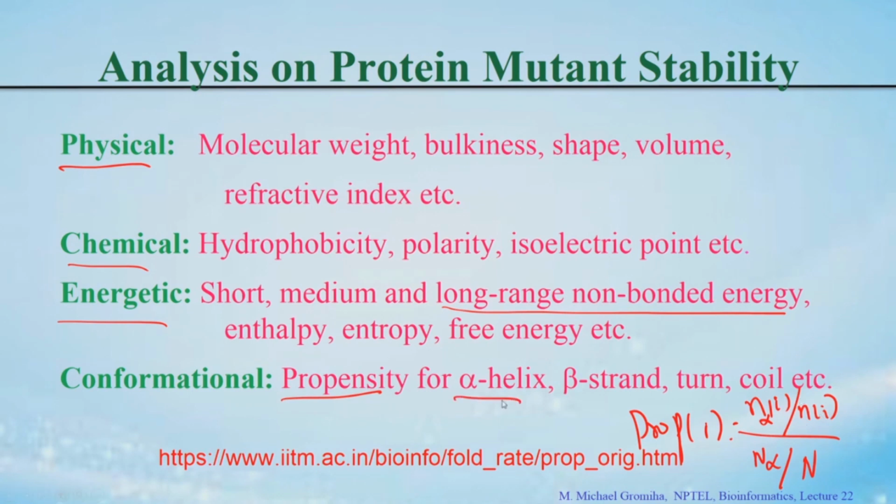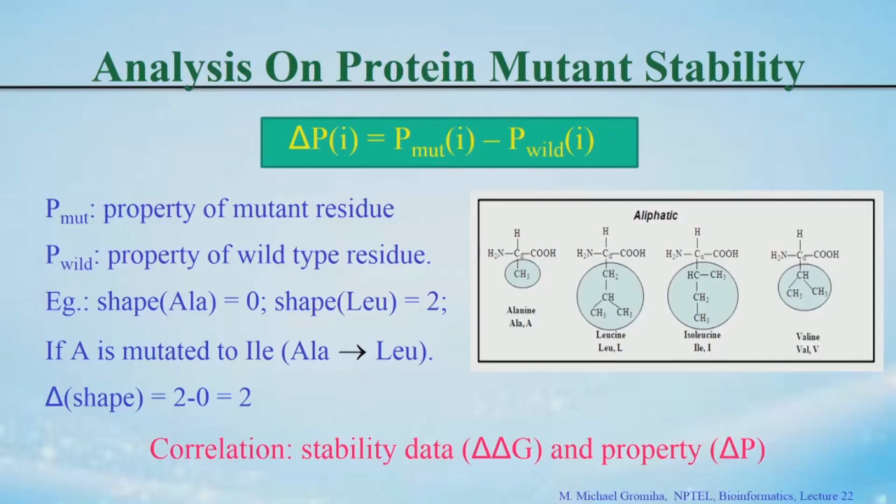So, what will you get the propensity, how many values you get? 20 values for the 20 residues. Likewise, beta strand you get 20 values, everything 20 values. Now, for the property wise, each property you have 20 values for the 20 amino acid residues. Other side you have the experimental data. Now, how to relate the experimental data with these properties, for any property, for example, P. So, in this case you can take the difference in properties delta P of I, which is given as P mutant of I minus P wild of I.